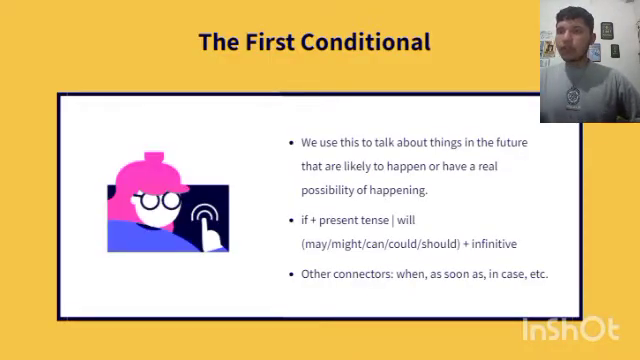Then we have the first conditional. We use this to talk about things in the future that are likely to happen or have a real possibility of happening. So in the first conditional, we're not 100% sure, but those things are likely to happen. We see here that the structure is the subordinator plus the present tense, but the main clause uses the auxiliary verb will or a modal verb such as might, may, can, could, should, and the infinitive.